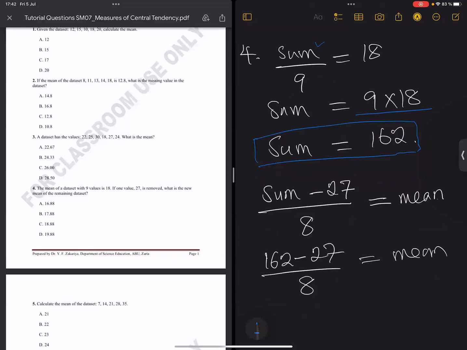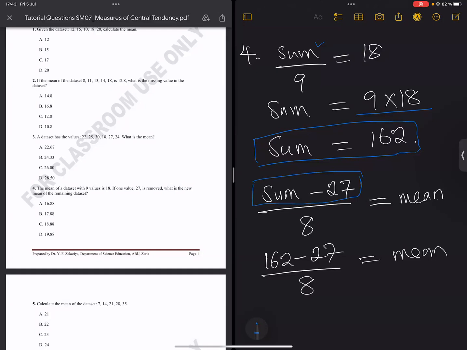So the second sentence now says, if one value is removed from this sum, that one value is 27. If we remove 27, what is the new mean of the remaining data set? For the remaining data set, the mean is the sum of the remaining data set divided by the number. To get the sum of the remaining data set, just remove 27 from the sum of everybody. So the sum of the remaining data set is sum minus 27.